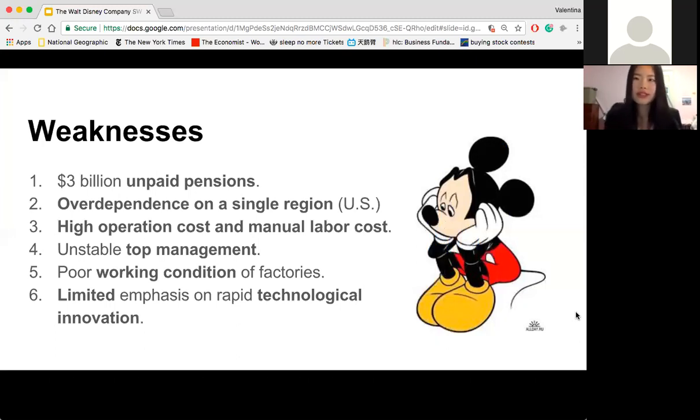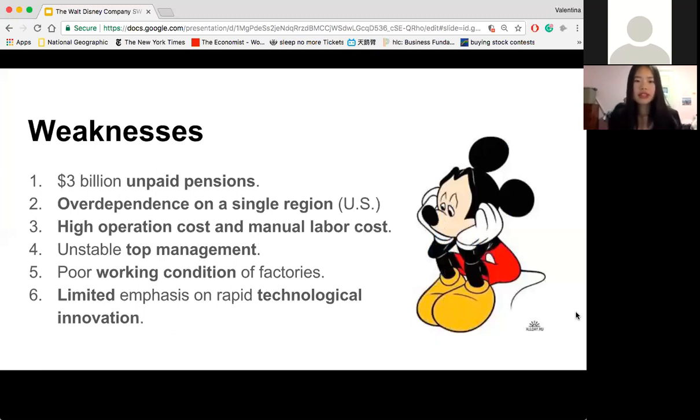Other weaknesses include that they have a lot of employees, which creates a very huge manual labor cost. That links to another problem Disney has: currently they have 3 billion in unpaid pensions. A pension is a fund of money for Disney employees in the future when they're retired. Disney has to pay them pensions to support their retirement.